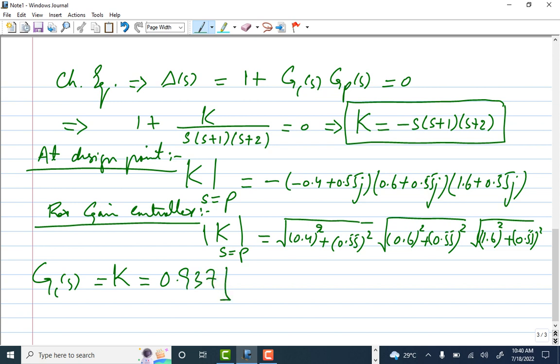So this is the first step that you have to do, and you do the design. So this is up to design. Now we have to verify this design and then redesign it if we need to.